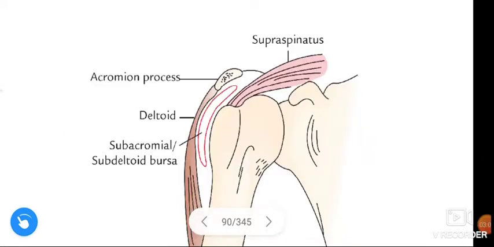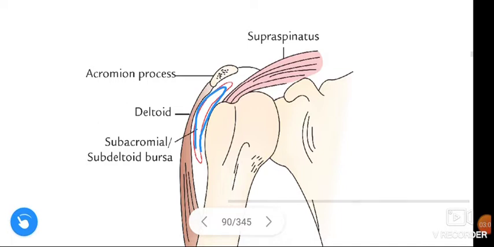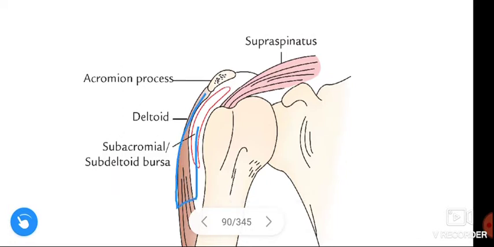See this figure, guys. This is the subacromial bursa, and this subacromial bursa is also called the subdeltoid bursa. Why do we call it the subdeltoid bursa? Because this subacromial bursa comes downward beneath the deltoid muscle.